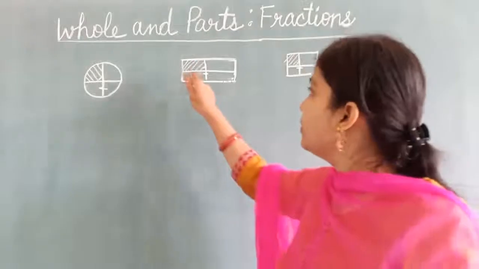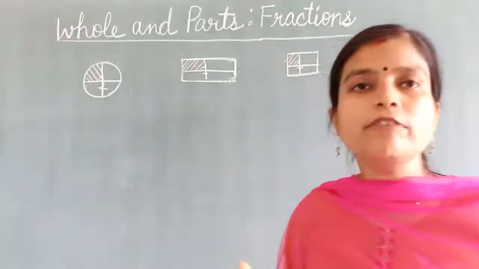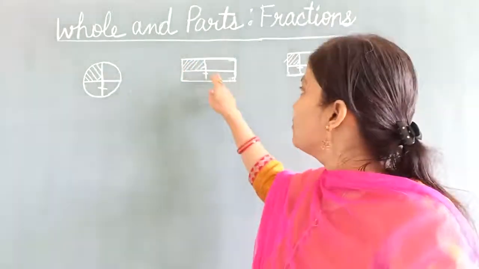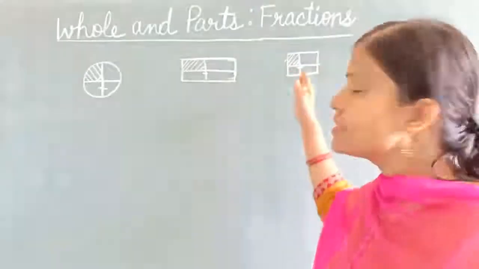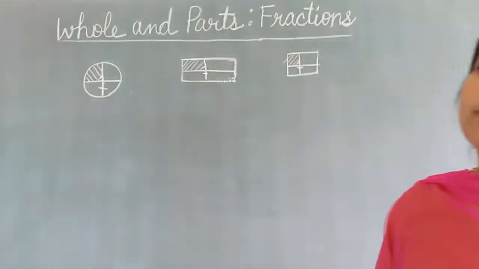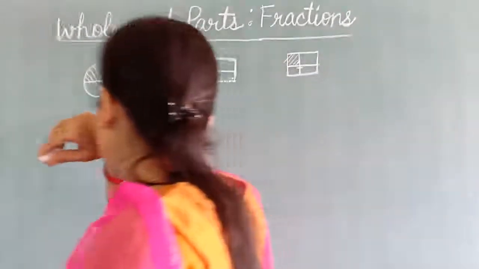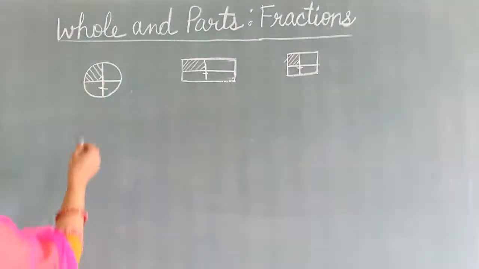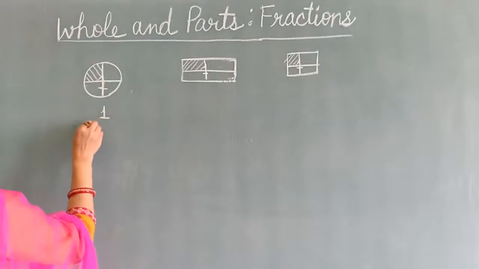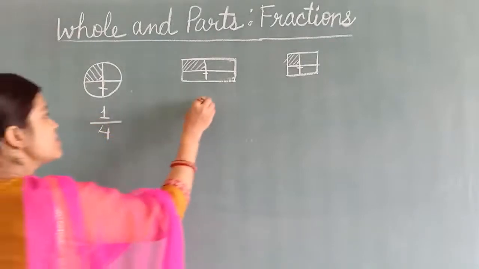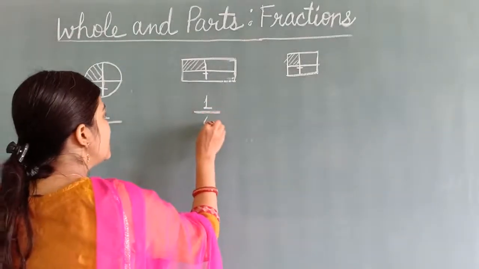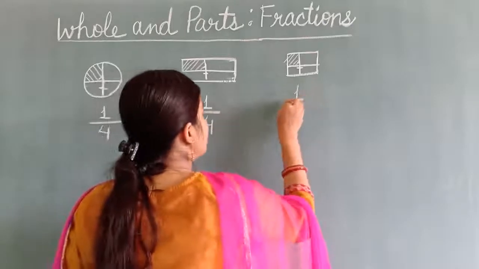Here also you have given 1 part out of how many equal parts? Here it is 4 equal parts. Here also same, 1 part out of 4 equal parts. So everywhere you can write like this. It is 1 by 4. It is also 1 by 4. And it is also 1 by 4.